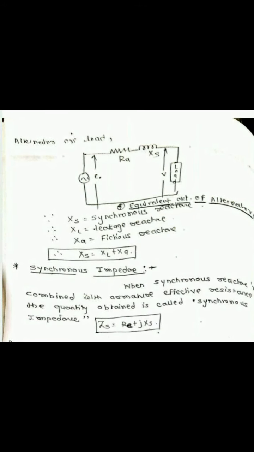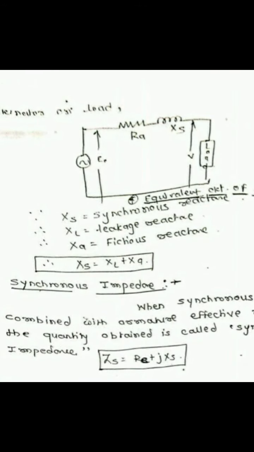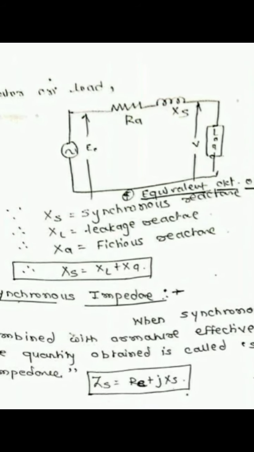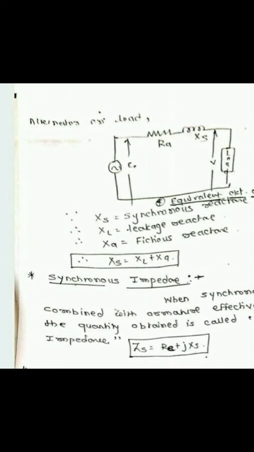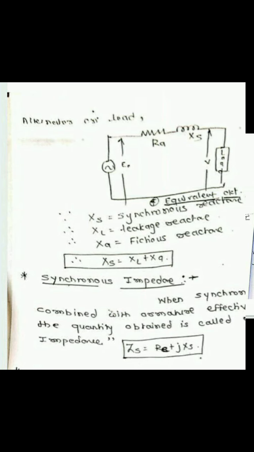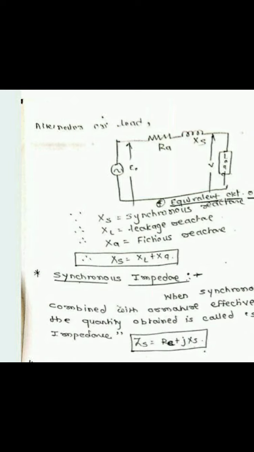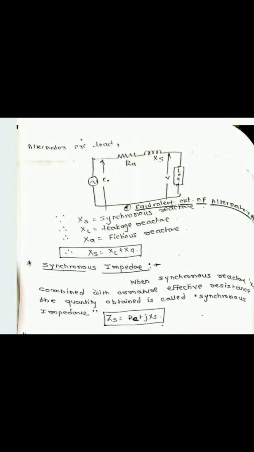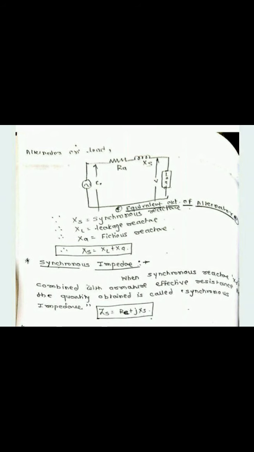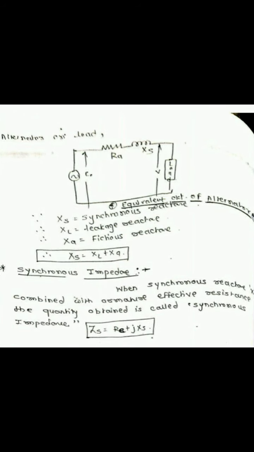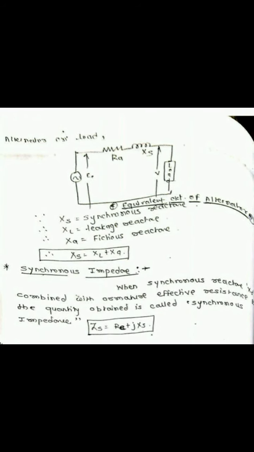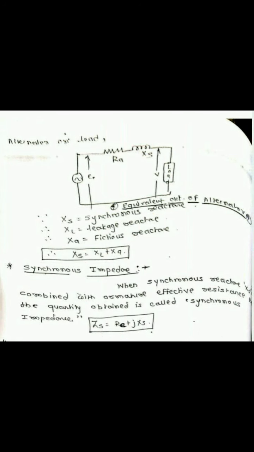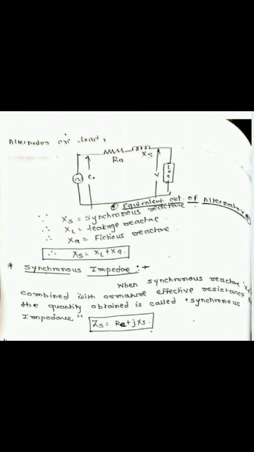This is the equivalent circuit of an alternator on a load condition. In this diagram, there is the connection of the load. The generated voltage is E0, the armature resistance is RA, and the synchronous reactance is XS. The generated voltage is E0 and the supply voltage to the load is V. As we know, there are different types of loads, so depending upon the load conditions, there are different vector diagrams for the alternator.